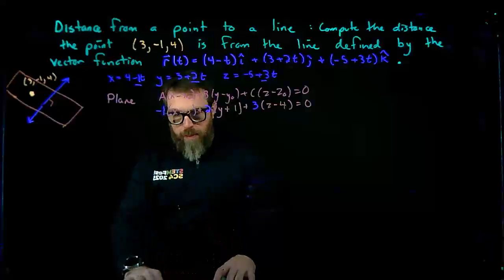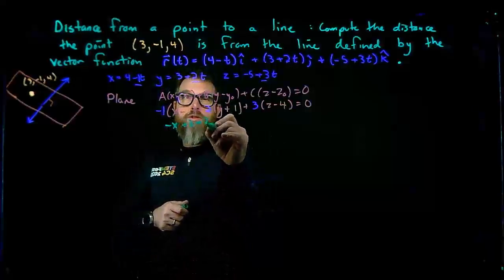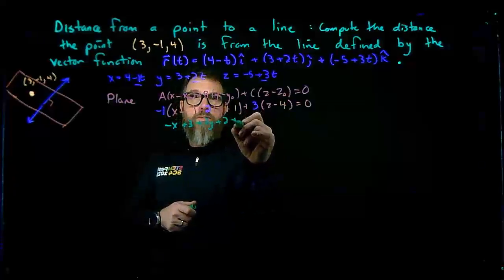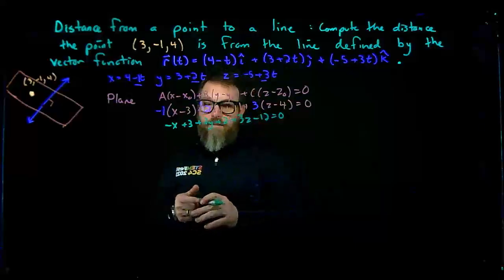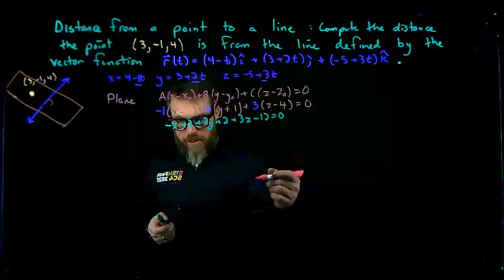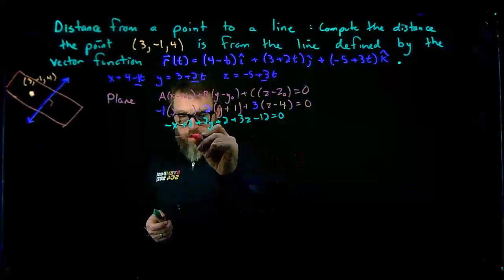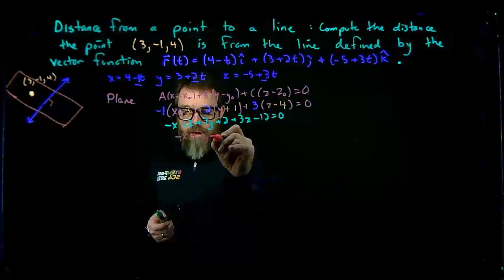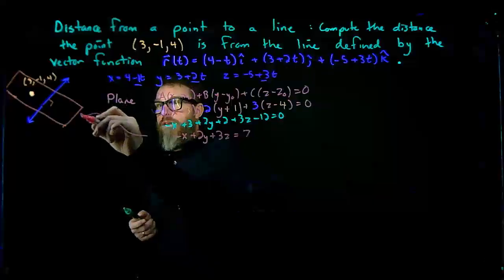Now, expanding this, we're going to have -x + 3 + 2y + 2 + 3z - 12 = 0. And then finally, we're going to have this plane. Let's keep it all in this pink. We have -x + 2y + 3z = 7. So that defines this plane here.